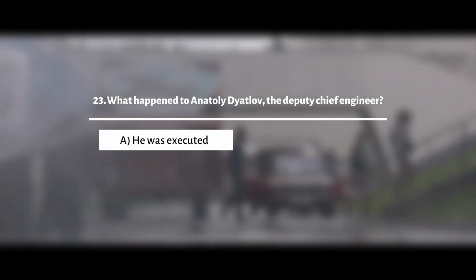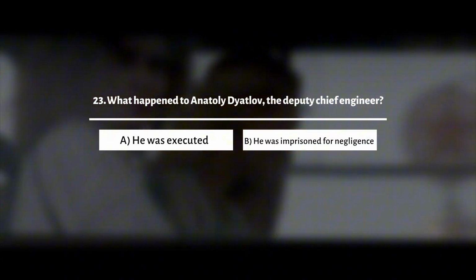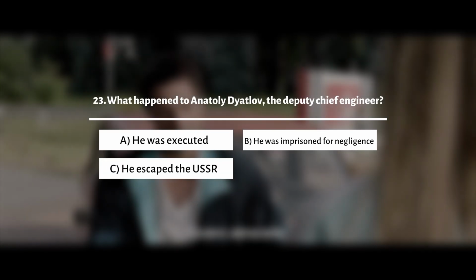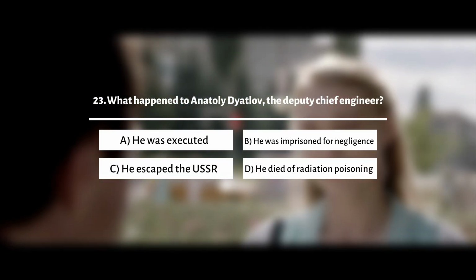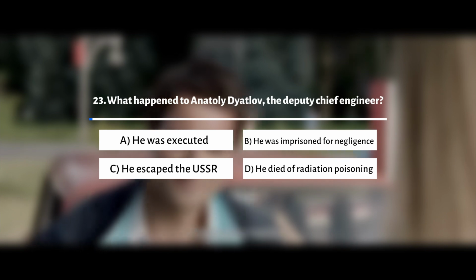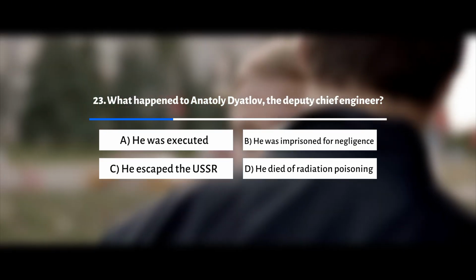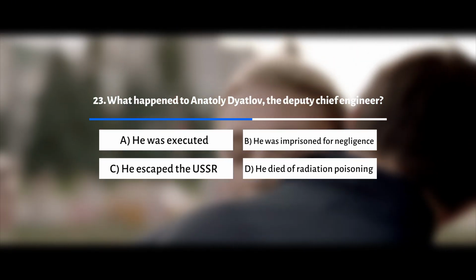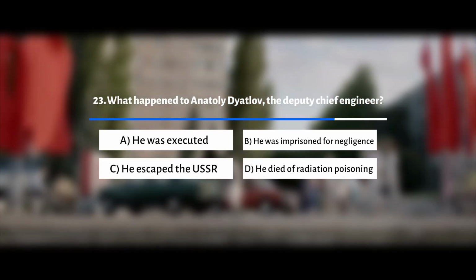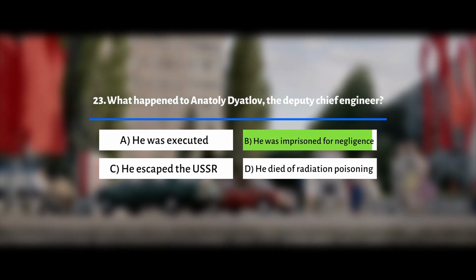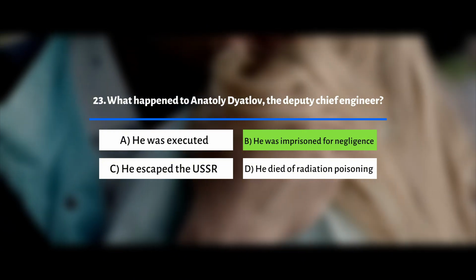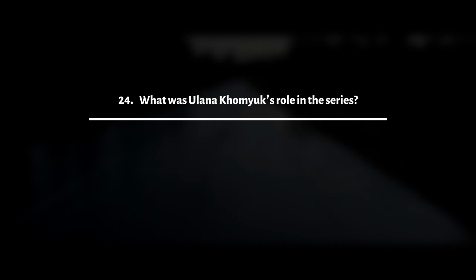A. He was executed. B. He was imprisoned for negligence. C. He escaped the USSR. D. He died of radiation poisoning. Correct answer, he was imprisoned for negligence. 24. What was Ulana Khomyuk's role in the series?